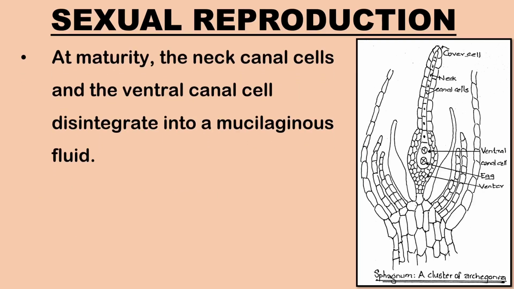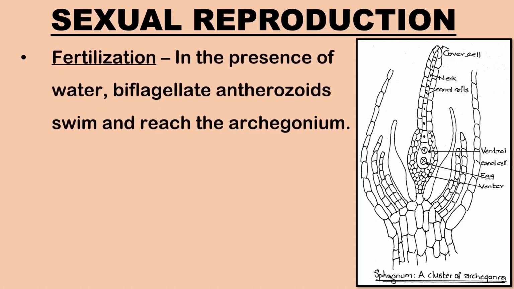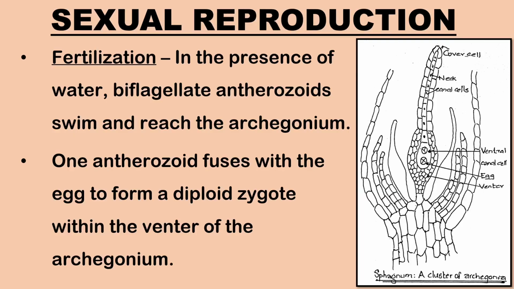At maturity, the neck canal cells and the ventral canal cell disintegrate into a mucilaginous fluid. It creates a passage for the anthrozoids to reach the egg. Fertilization. In the presence of water, biflagellate anthrozoids swim freely in water and reach the Archegonium. One of the anthrozoids fuses with the egg and forms a diploid zygote within the venter of the Archegonium.